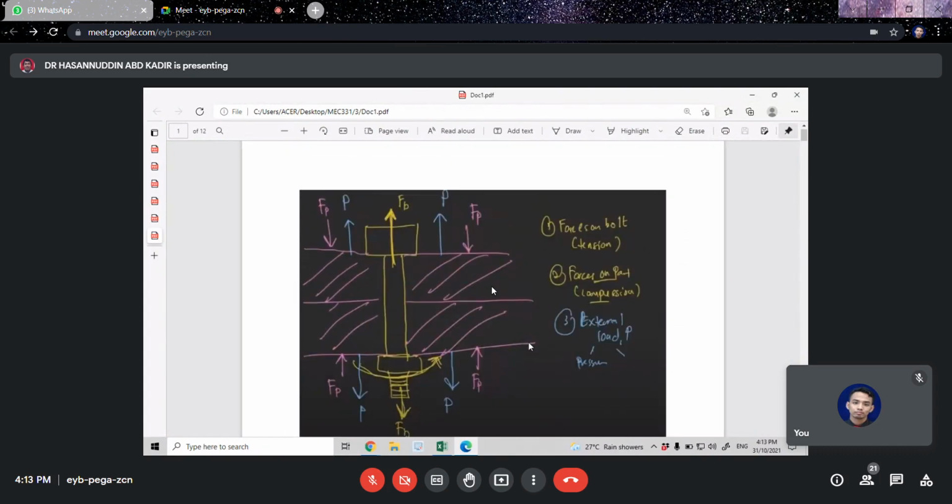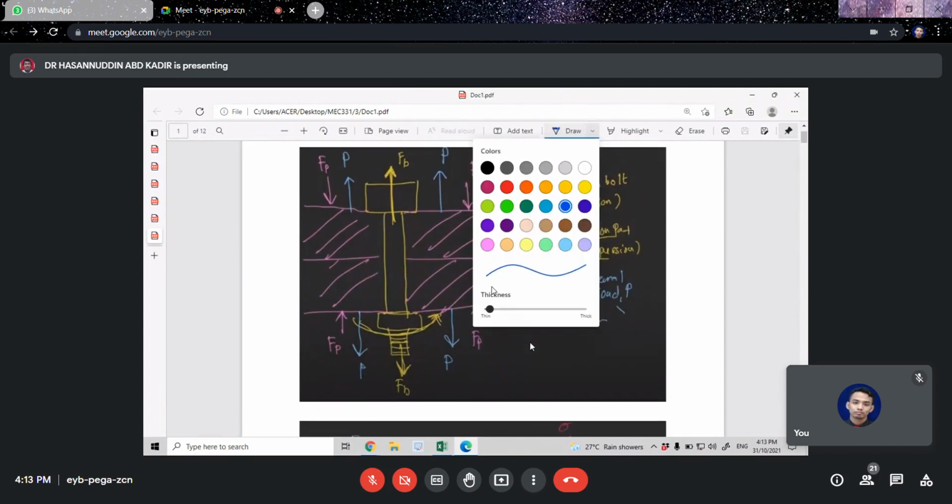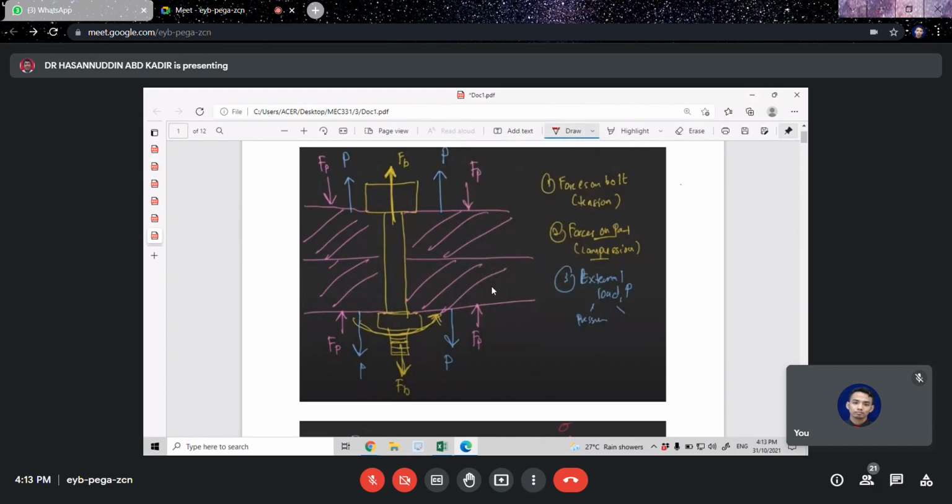So let's say you have this type of the bolt, okay. So here is your bolt. Then you have your nut here. Then when you twist this one, your nut here, then you can have this one. Important, make sure that the bolt only has the tension force. So you see this one, they have a tension. They go up. Okay, FB. This one, force on the bolt, always in tension here, always in tension.